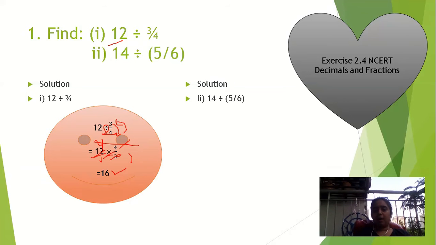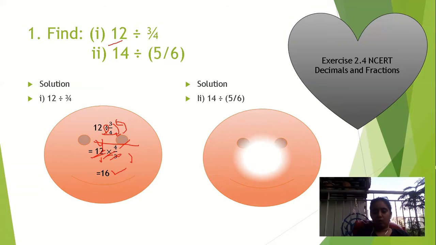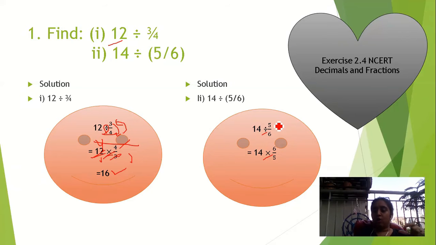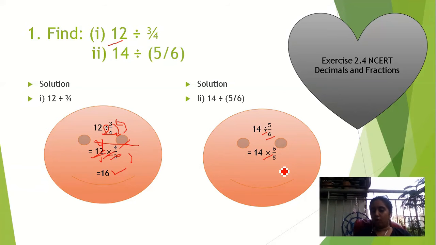And the second part is that we have to divide 14 divided by 5 upon 6. We will convert this division into the multiplication, and when we convert division into the multiplication, we have to change this number. We have to take the reciprocal of this number, that is 5 upon 6. The reciprocal of 5 upon 6 is 6 upon 5. I have changed the numerator value to the denominator and the denominator value to the numerator.